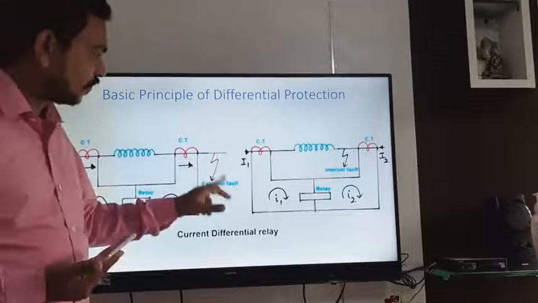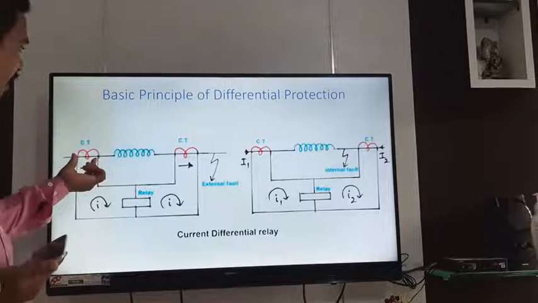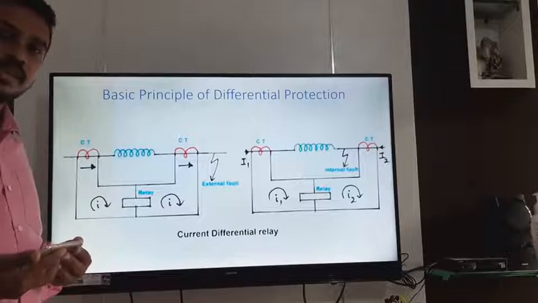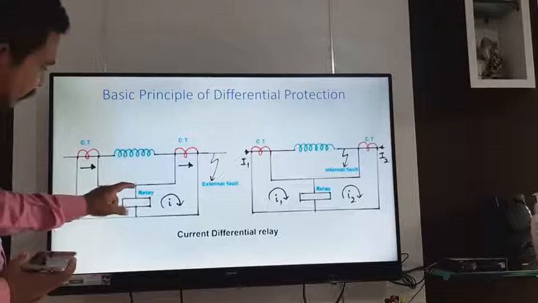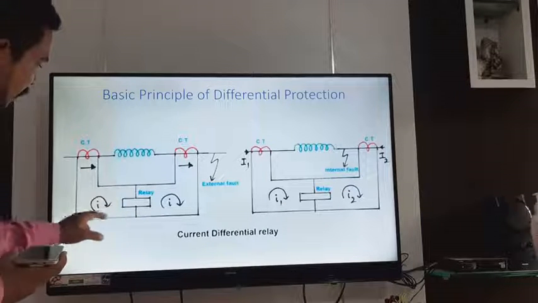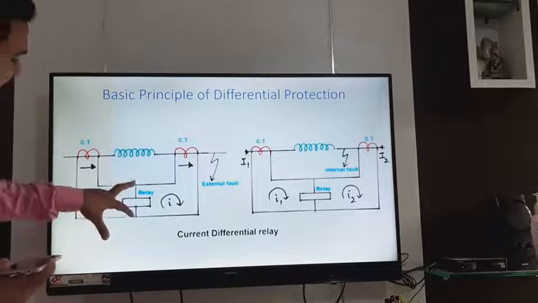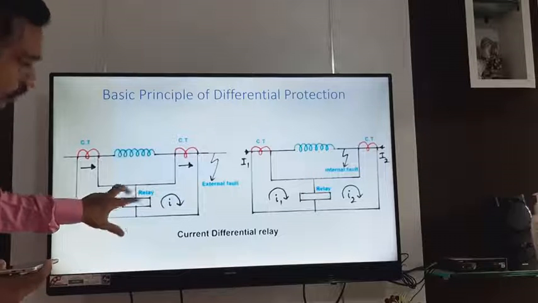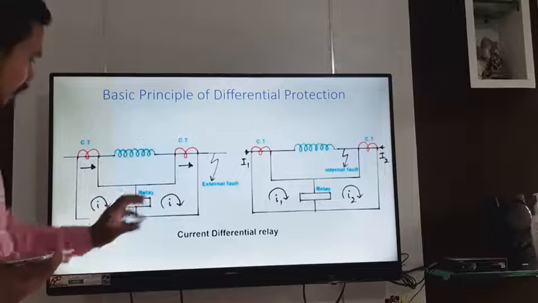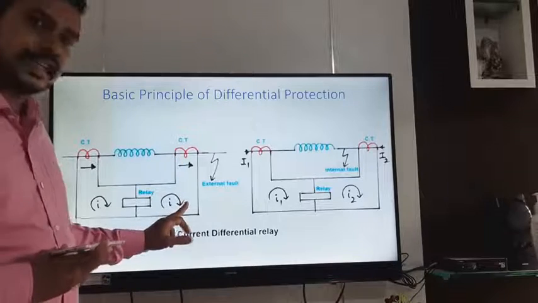Okay, so when an external fault occurs, what happens? The current flowing through the primary of CT1 as well as CT2 is the same. This relay is connected at the midpoint of the pilot wire. In this circuit current I1 is flowing in this direction, and current I2 is flowing in this direction. So the resultant current flowing through the operating coil of the relay is I1 minus I2, where I1 is the secondary current of CT1 and I2 is the secondary current of CT2.